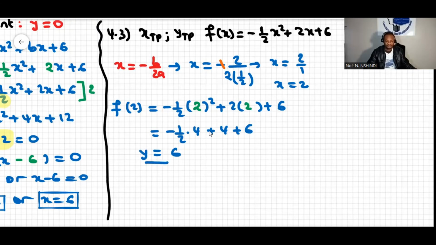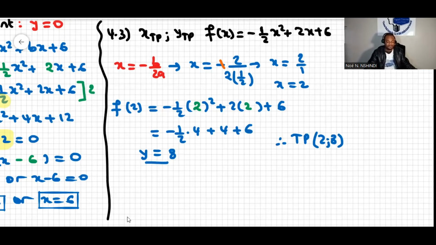So now we've got, therefore, the turning point is just the point (2, 6). I say 6, I meant 8. (2, 8). That's the turning point. Or another way to solve for the turning point, especially when we find the intercepts, okay?